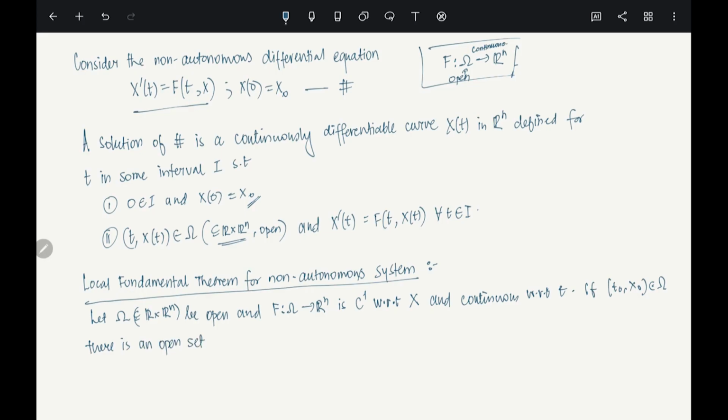Sorry, what am I writing? This is a small, let me put it this way. If (0, x naught) is in omega, then there is an open set containing it, and if this function is C1, then you will have a unique solution.